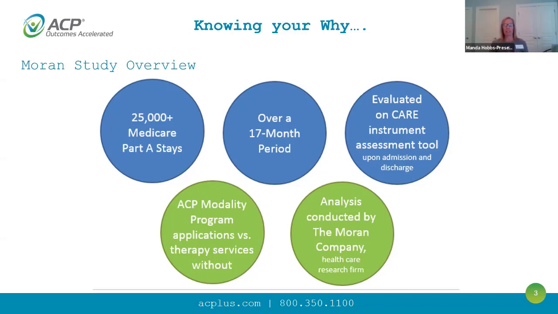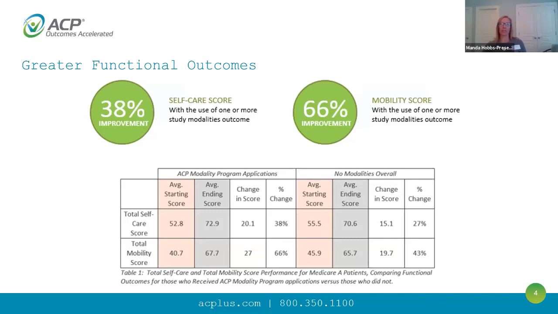The Moran Group is a think tank out of DC. They're an independent healthcare research firm, and they were tasked with retrospectively looking at over 25,000 Medicare A stays in SNF settings. This was done with one of our larger partners, who have many, many facilities and have been longstanding with us, and they've implemented our programs and our modality interventions. They wanted to know, is it really working? So over a 17-month period, they were evaluating, and the CARE assessment tool was one of the things they looked at. They looked at patients who had received modality integration versus those who had not received any in their plan of care. When we take a deeper dive into some of those specific outcomes, we will notice there were some significant differences between the two groups.